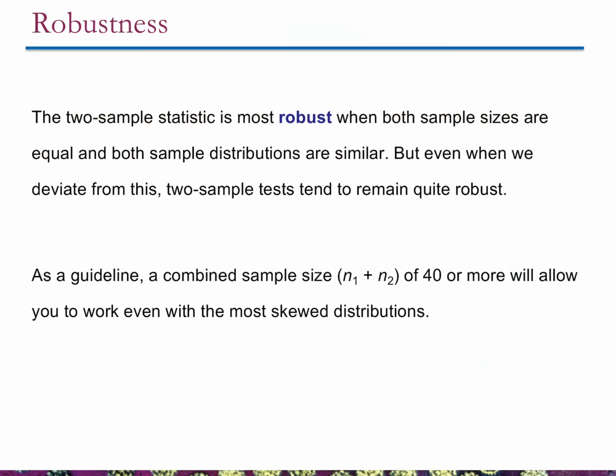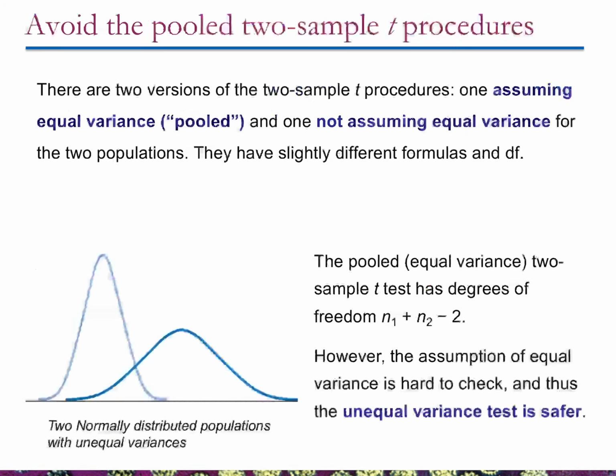Okay, and so those rules generally hold true here as well with a 2-sample t-test. As a general rule of thumb for a 2-sample t-test, we want to have a combined sample size, sample 1 added to sample 2, total sample size of 40 or more, and that will allow you to not have to worry about whether the population is skewed or not. You can get around that problem altogether, and again, that's because of central limit theorem. The larger the sample size, the more normal the sampling distribution is shaped, okay?